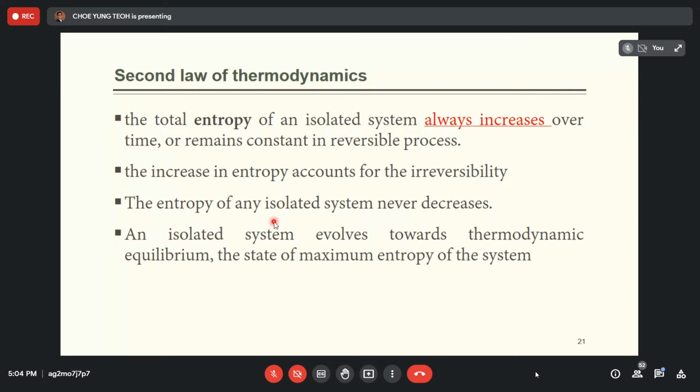The entropy of any isolated system never decreases. It never decreases unless you add in energy. Okay, that's why we always state this term, isolated system. You cannot say that the entropy of any system never decreases. That's wrong. As long as you add in energy, it can improve. Okay, but if you don't add in energy, which is the isolated system, then entropy will never decrease. An isolated system evolves toward thermodynamic equilibrium, the state of maximum entropy of the system. Okay, it can be thermodynamic equilibrium or any kind of equilibrium. We can also call it maximum entropy. Everything mixes evenly. Okay, this is what we call maximum entropy.